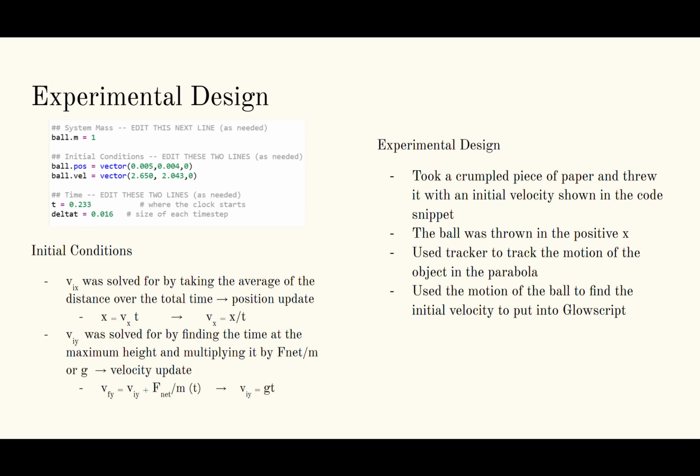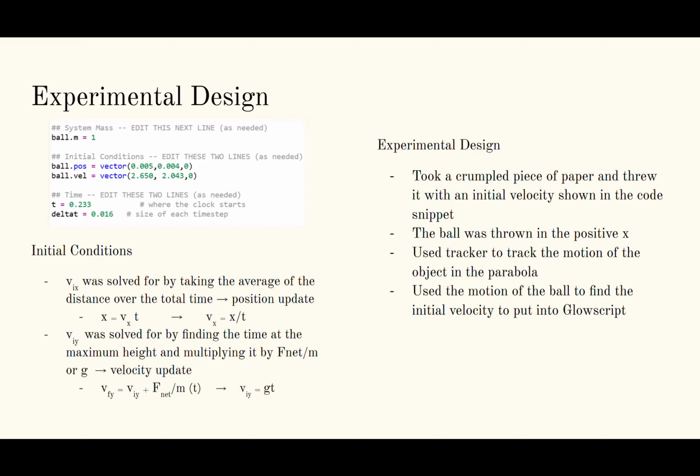Vix was solved for by taking the average of the distance over the total time, using the position update equation, and Viy was solved for by finding the time at the maximum height and multiplying it by F net over m, or gravity, which was solved for by using the velocity update equation.